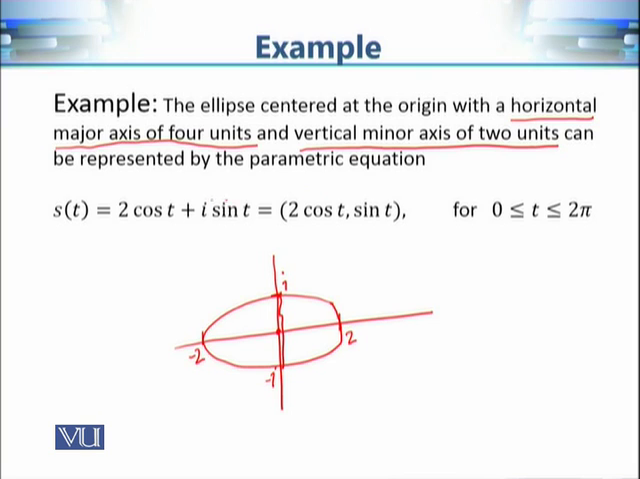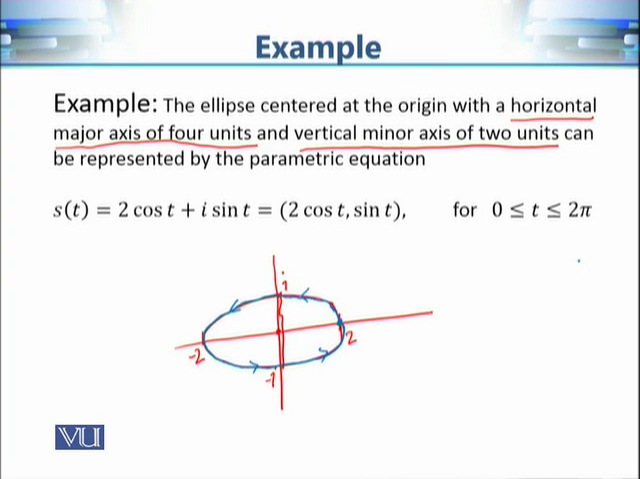Now we have the following parametric representation of this ellipse, which is 2 cosine t plus iota sine t. What does it mean that this is the parametric representation? It means that when t is equal to 0, we are at this point, and when we increase the values of t, we are moving along this ellipse in this direction, and when t is equal to 2 pi, we arrive at the same point. That's how this parameterization represents this ellipse. So there is a direction of motion along this ellipse.